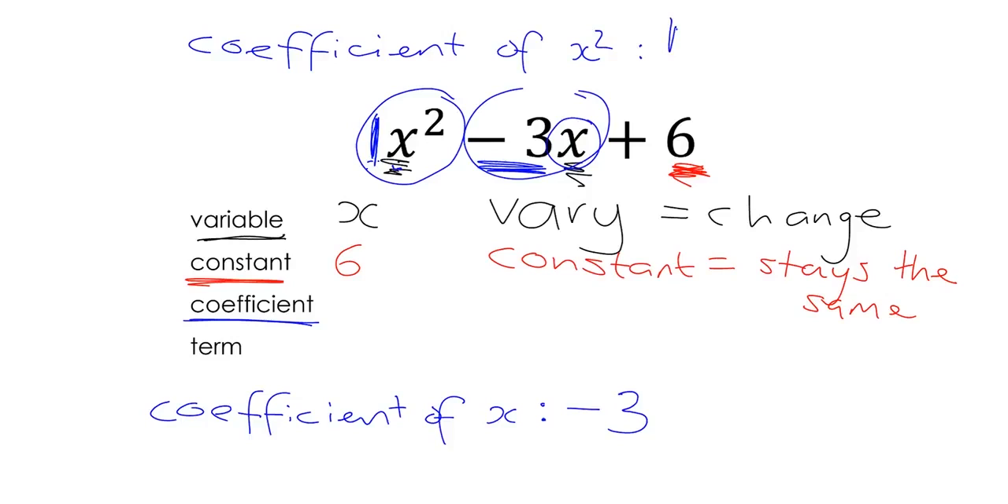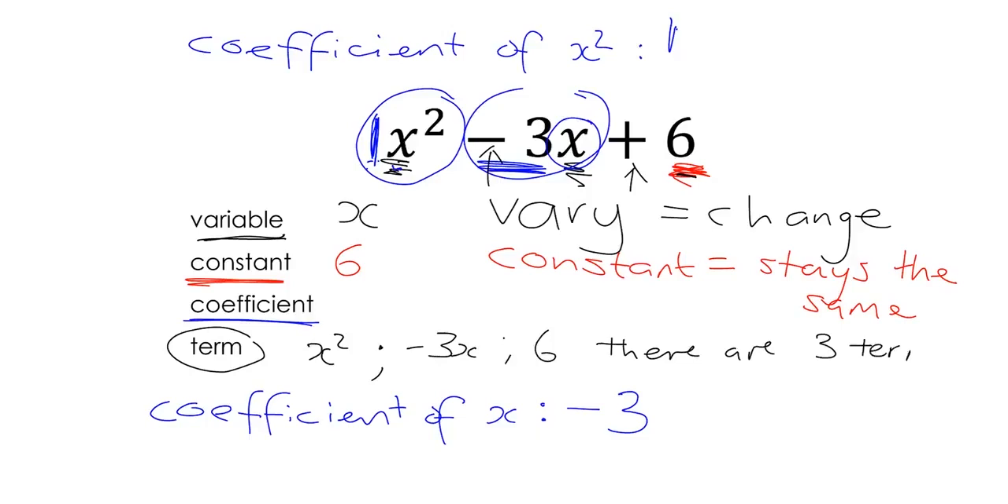Then the last idea we need is the idea of what a term is. Now, a term in an algebraic expression is a combination of letters and numbers that are multiplied together and are separated by plus or minus signs. So, in this one here, we have the terms x squared, the next term is minus 3x, and the last term is 6. So, there are 3 terms in this algebraic expression.